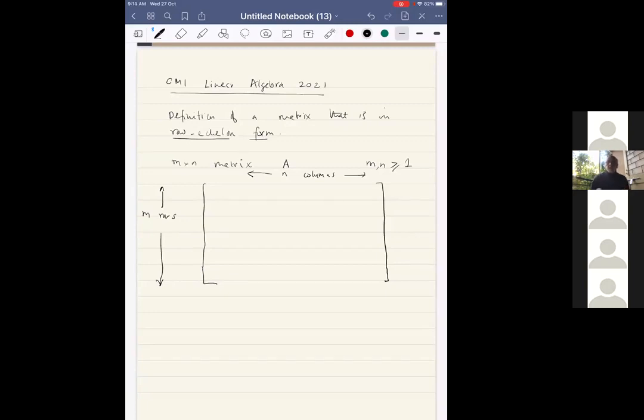Okay, so when is an M cross N matrix in row echelon form? It has the following shape. Okay, I will write it down. So I'm not going to give a precise definition yet, but we will do that soon. Okay, it has the following shape. So let me just write it like that.